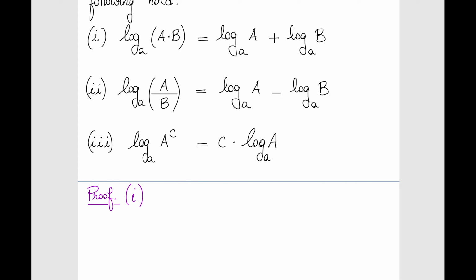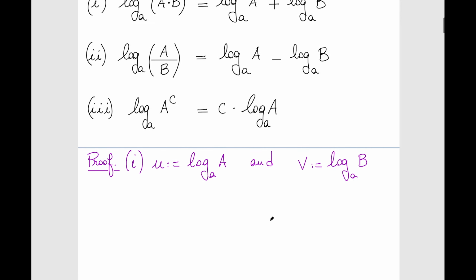Let's give this guy a name. Let's call it u: let u be log base a of A. And how about v for a name for this guy? Let v be log base a of B.